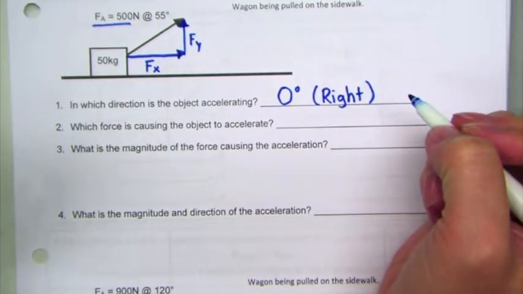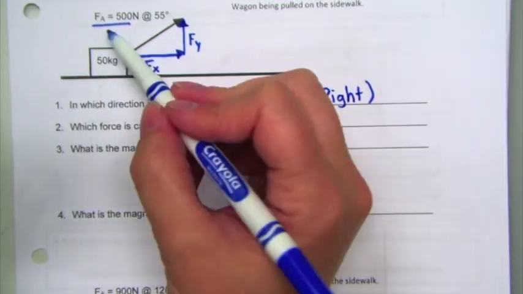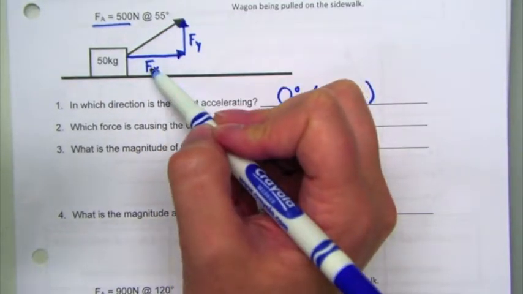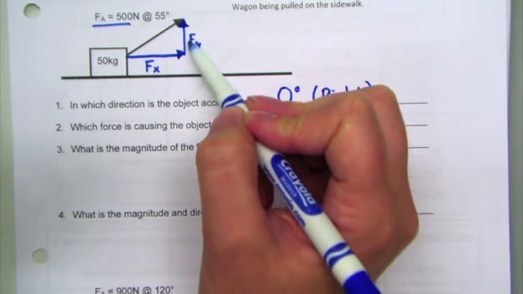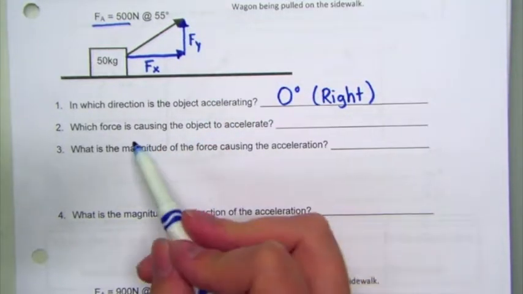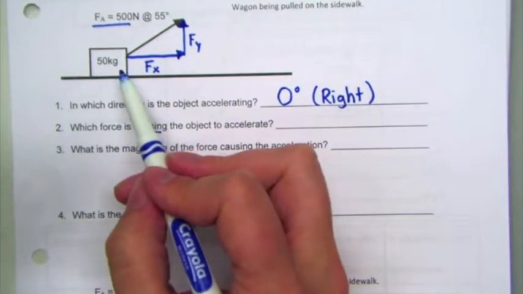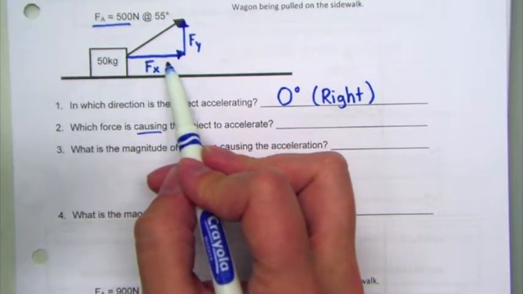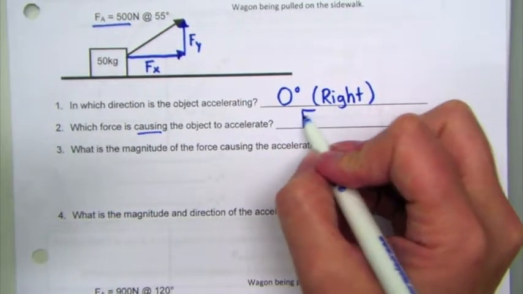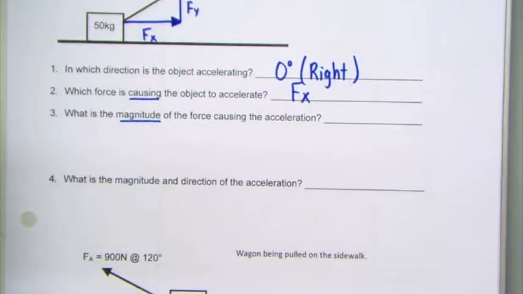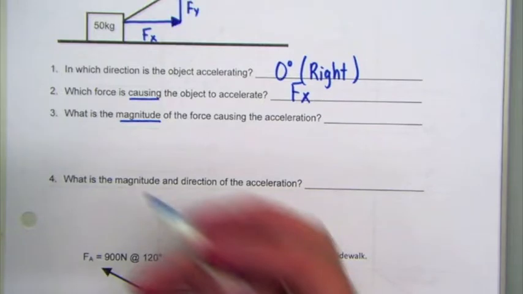The next question says, which force, we have three forces. We have Fa, which is the hypotenuse, Fx, which is the horizontal component, and we have Fy, which is the vertical component. Which force is causing the object to accelerate? So, as you know, it's being pulled in the x direction, so that means the Fx force. So for the third question, it wants us to find the magnitude of the force, meaning just the value of the force that's causing the object to accelerate. So that means we need to find Fx.